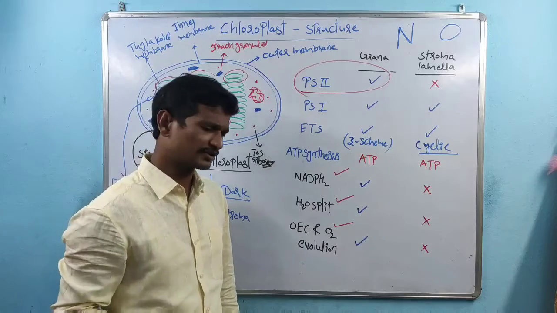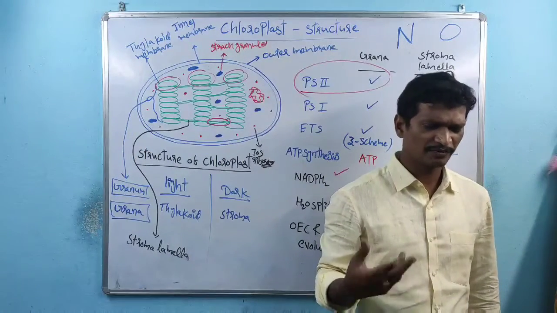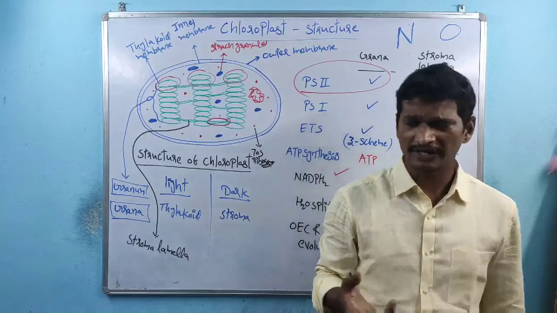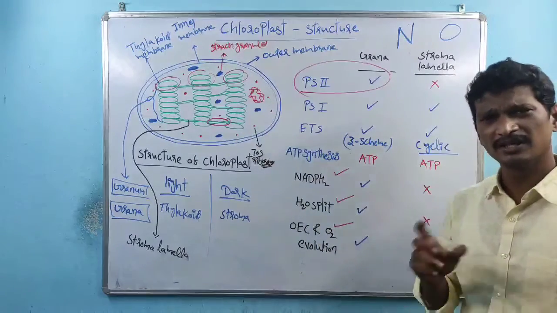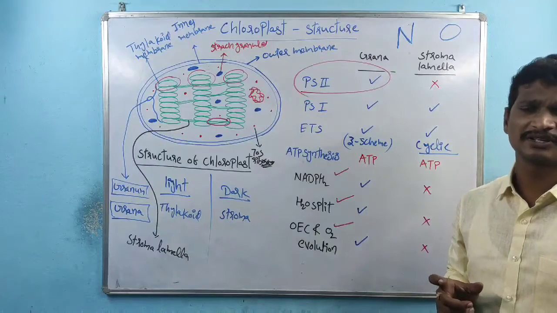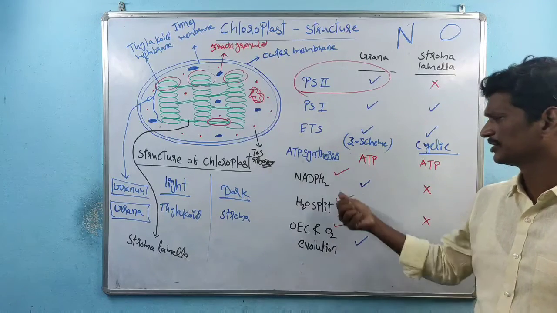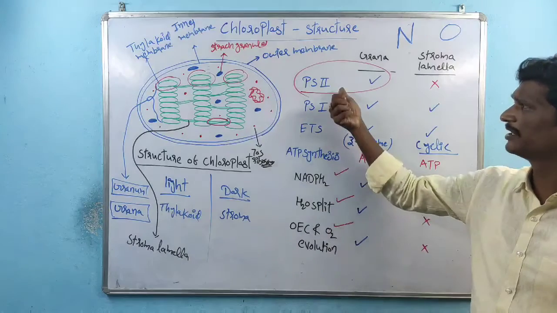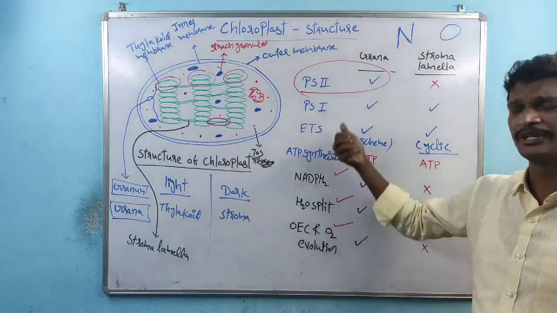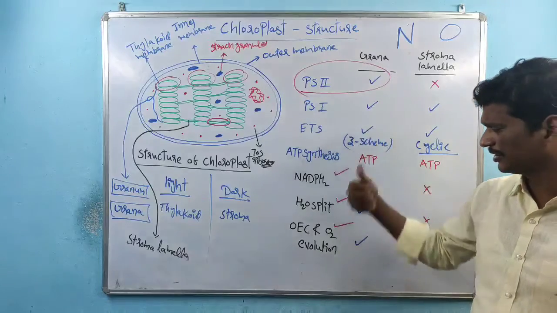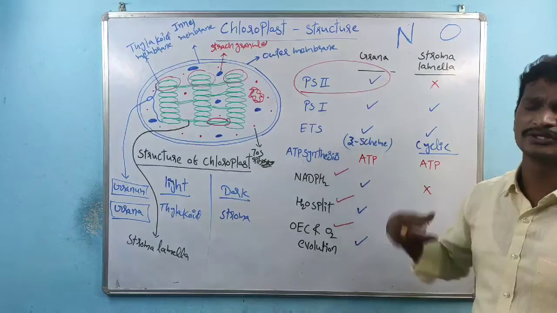PS2 is responsible for some specific functions. That's the reason why, when I am explaining PS1 and PS2, and the grana and the stroma lamella, some quite different functional performances are there. These are the major differences. NADPH2 synthesis is done by the presence of PS2, splitting of water is done by the presence of PS2, and the oxygen evolution complex is also present with PS2.